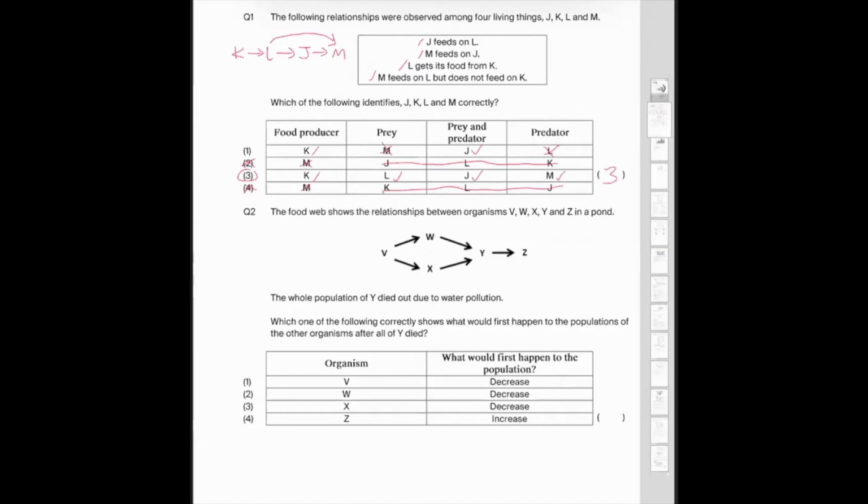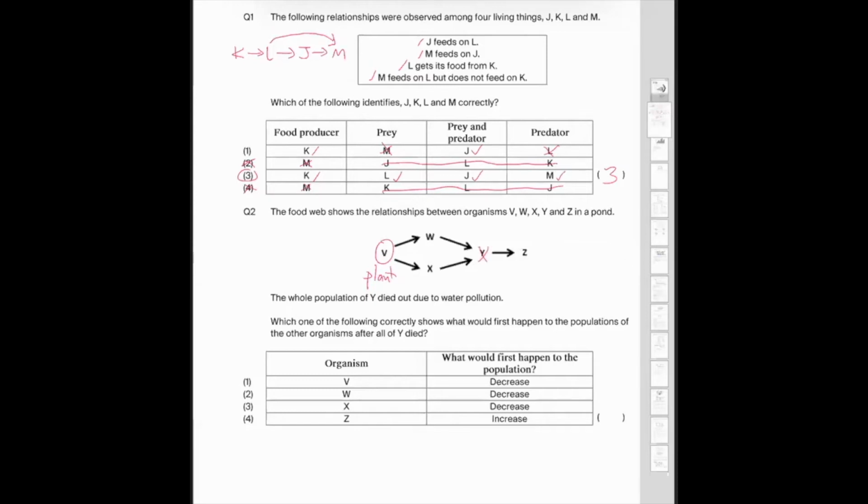Okay, so we go into question 2. The food web shows the relationship between your 5 organisms. So your W is definitely your plant. So the first one is your population of Y died out due to water pollution, right? So you cross out Y.